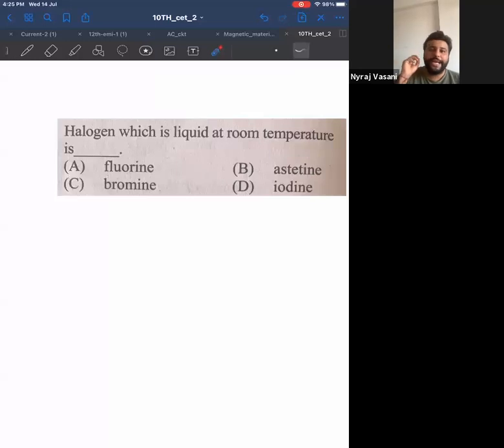Now can anyone tell me, extra question, it is not there, but I'm asking you, what is the color of bromine at room temperature? Which color liquid is bromine? Anyone can answer in the message box. Answer is bromine, which is correct. Bromine is a liquid at room temperature. Can anyone tell me what might be the color according to you?